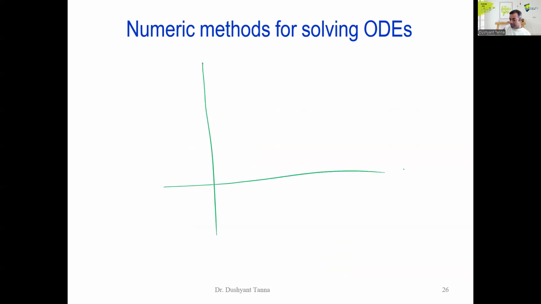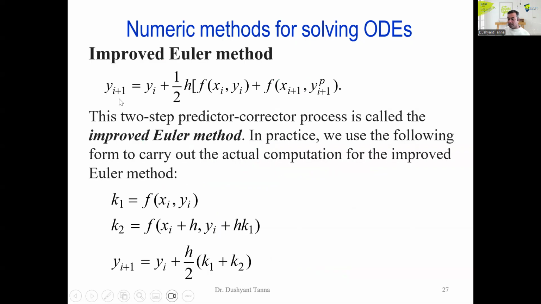Okay. So let's say this is your original thing. That's the curve that you are getting, right? We had our initial x0, we had our x1 here, right? And then when we are approximating, we are reducing the gap in here. Okay. Right. So yi plus 1 is yi plus half h f of xi yi, f of xi plus 1, yi plus 1, the predictor. This is two-step predictor corrector method, right? It's called improved Euler's method.